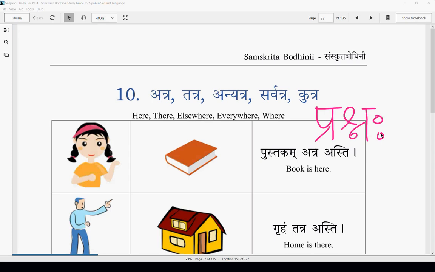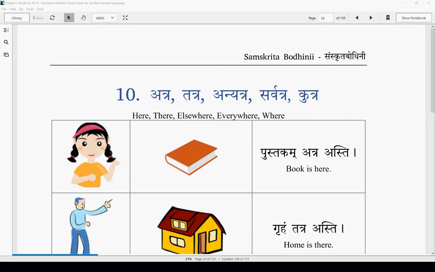Like, what is the gender of raga? Ragam or raga? Which one? Raga. Ragaha. Ragaha, yogaha. Not yogam, yogaha.